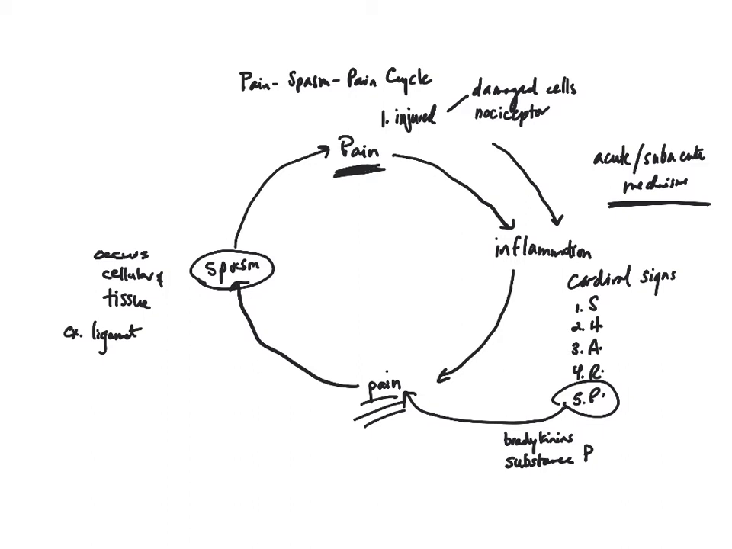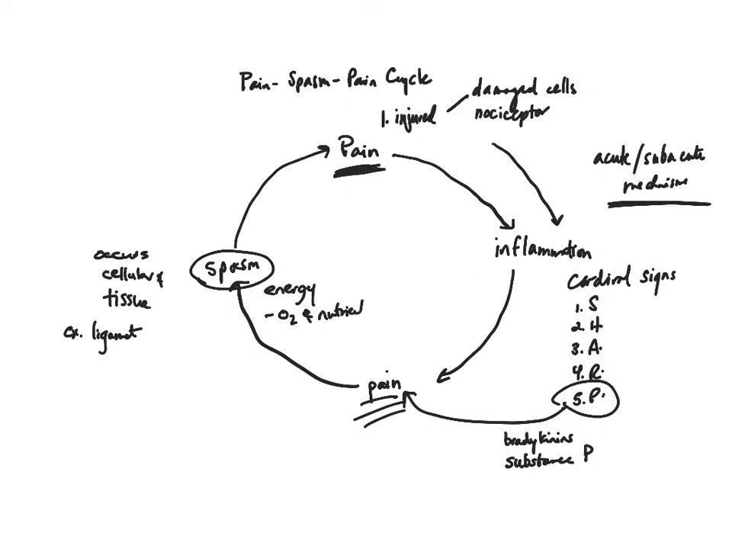When anything goes into a spasm, it requires energy to maintain that spasm. That energy comes in the form of oxygen and nutrients.